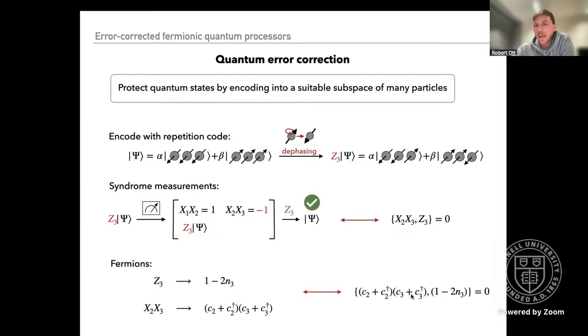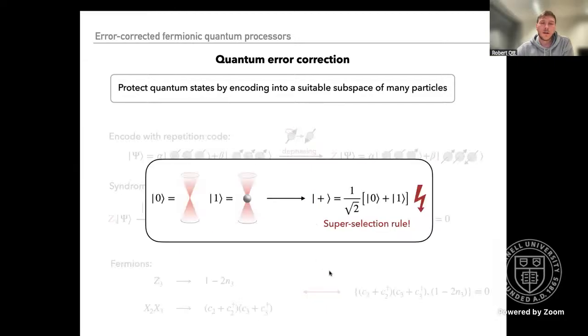And indeed, they anti-commute like you would expect. So it's fine. You can use this as a syndrome for parity errors for the fermions, or phase errors for the fermions. However, you see that this is not a number conserving operator. So this would fundamentally clash with your atom number conservation in the experiment, and you will have a hard time actually measuring this operator in practice.